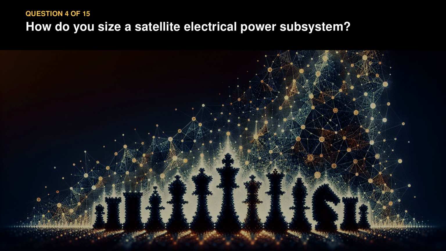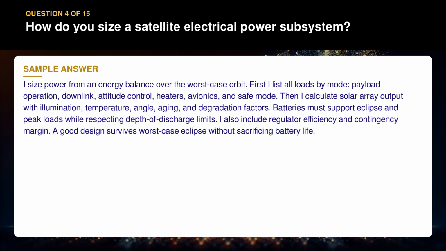Question 4. How do you size a satellite electrical power subsystem? I size power from an energy balance over the worst-case orbit. First, I list all loads by mode: payload operation, downlink, attitude control, heaters, avionics, and safe mode. Then I calculate solar array output with illumination, temperature, angle, aging, and degradation factors.